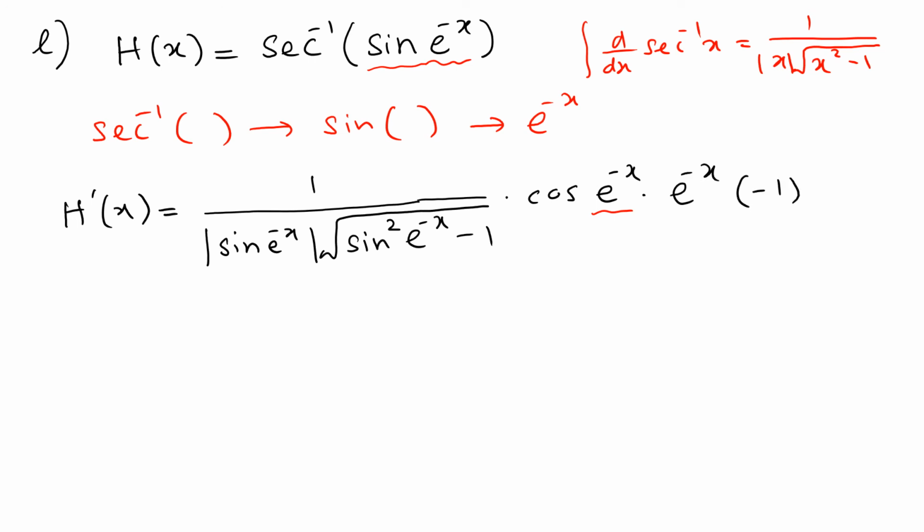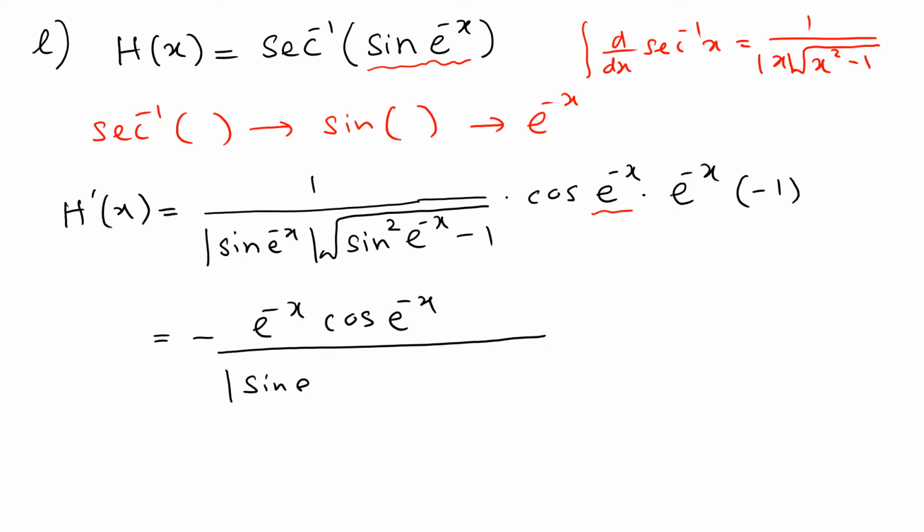So you can see it is e to the negative x times negative 1. So that's the derivative. So what we can do, we can write them in a nice way. We write the negative sign in front, and then we write e to the negative x as the next one, and then we have cosine e to the negative x, and then the whole thing divided by absolute value of sine e to the negative x, times the square root of sine squared e to the negative x minus 1.